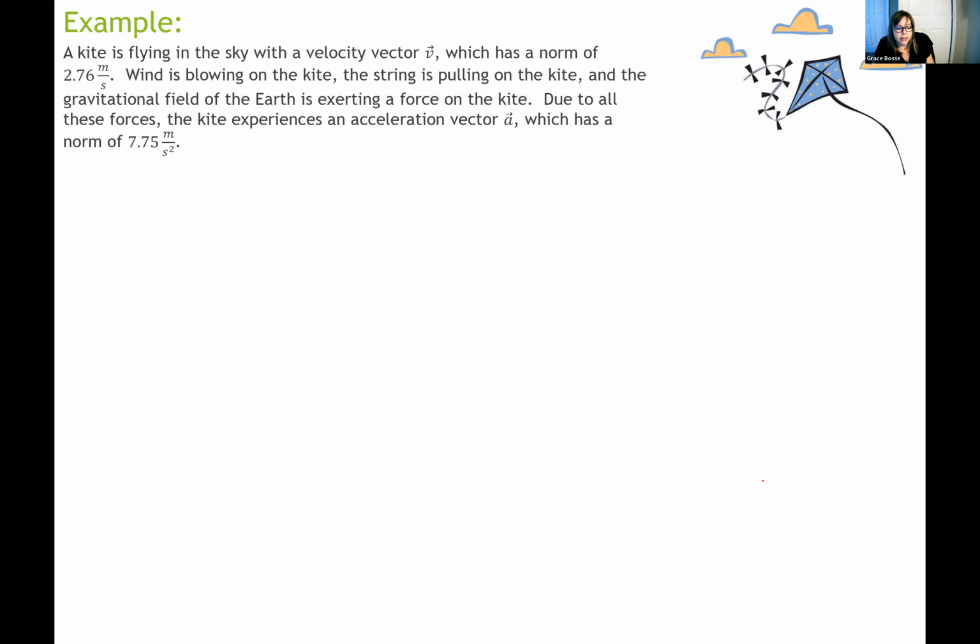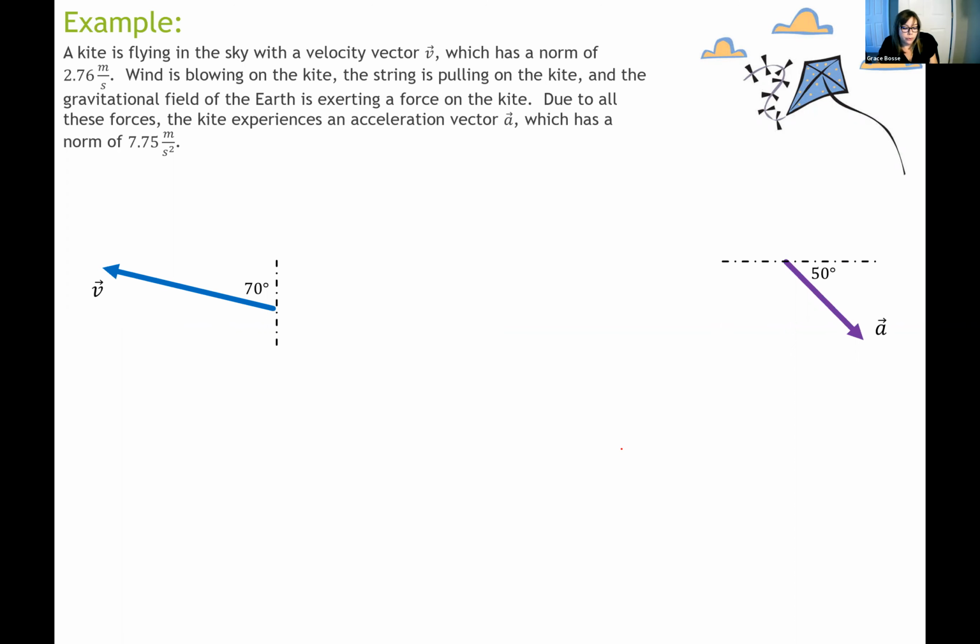Wind's blowing on the kite, there's a string pulling on the kite, and the gravitational field of the earth is also exerting a force on the kite. All of these things combined cause an acceleration for the kite. So the acceleration of the kite is just vector A, and the norm of vector A is 7.75 meters per second squared. So I have two vectors, vector V and vector A. I'm going to tell you what those look like. I showed you some directions, some angles relative to a vertical line.